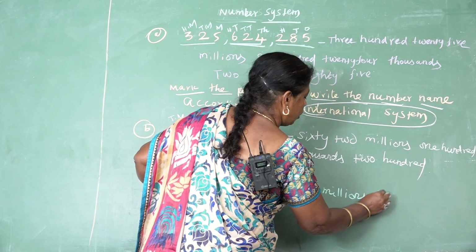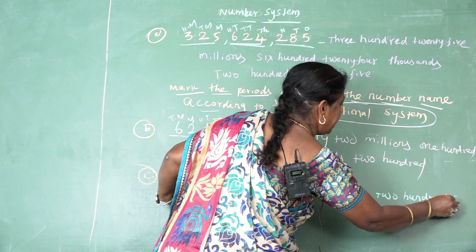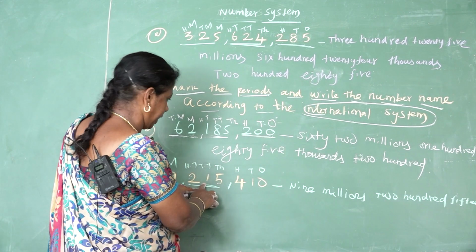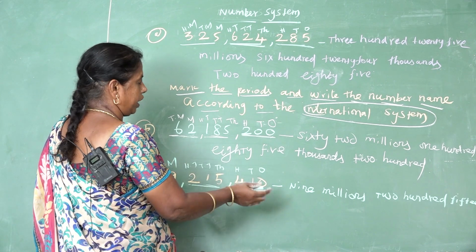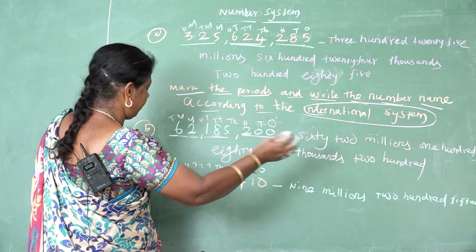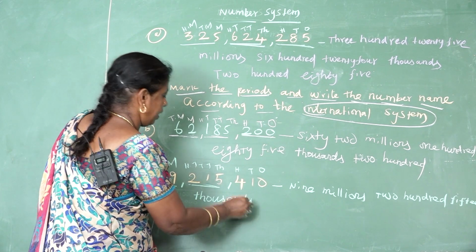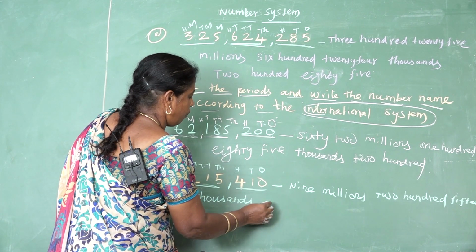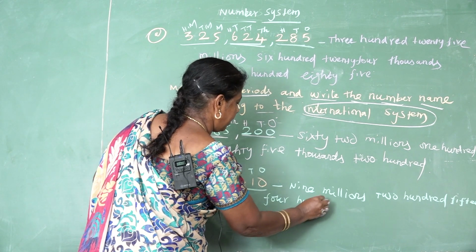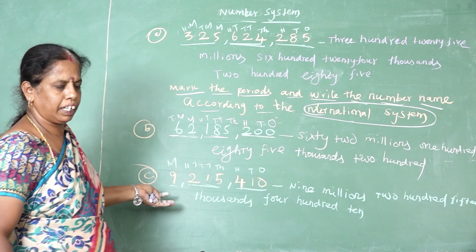How much is this? 215. Spell the word fifteen: F-I-F-T-E-E-N. So 215,000, it belongs to the thousand period. And how much is this? 410. So hundred, H-U-N-D-R-E-D, 410. So now are you clear about this?